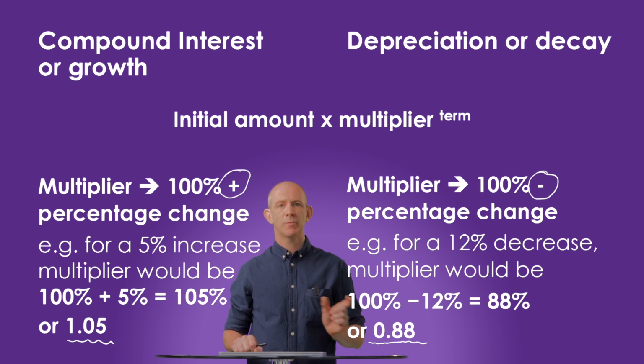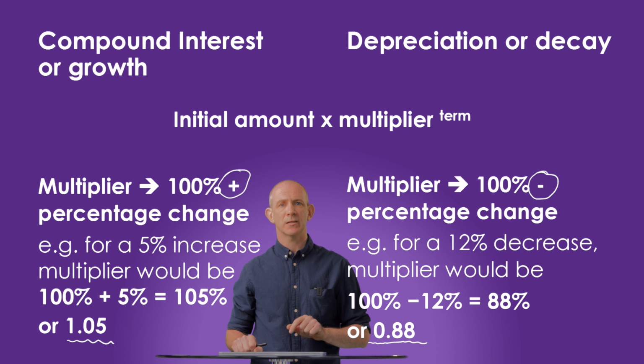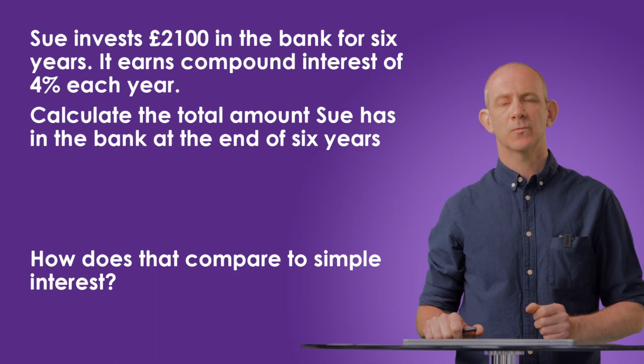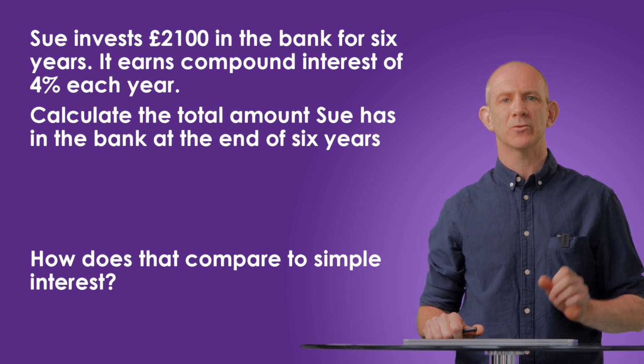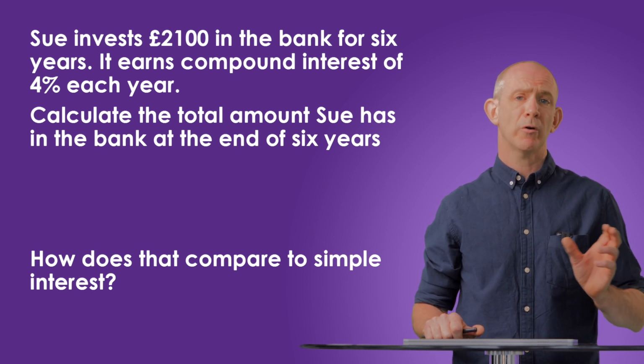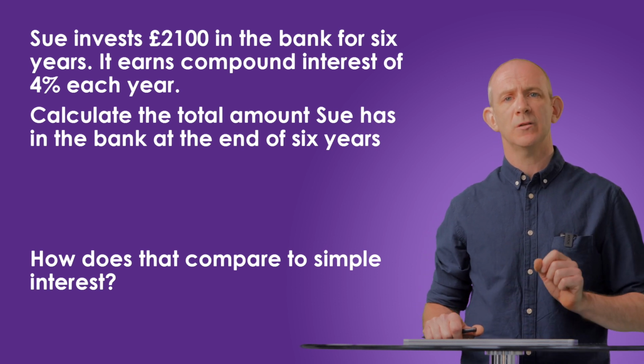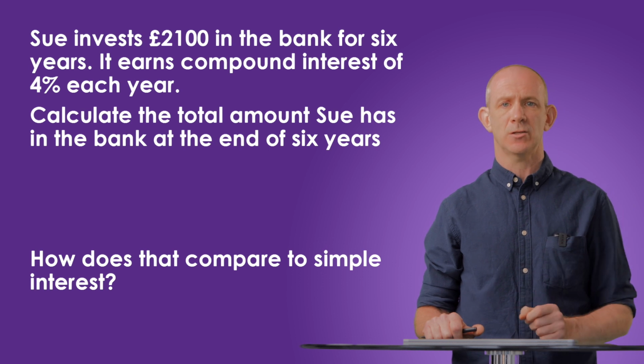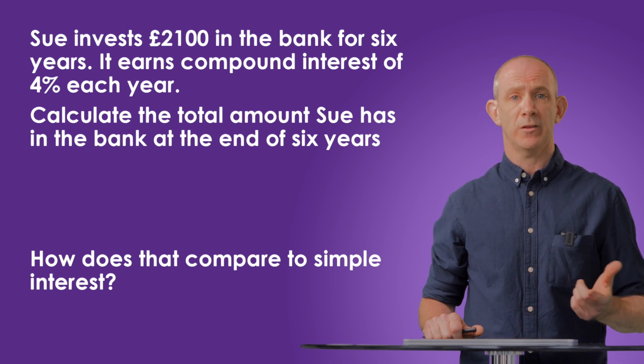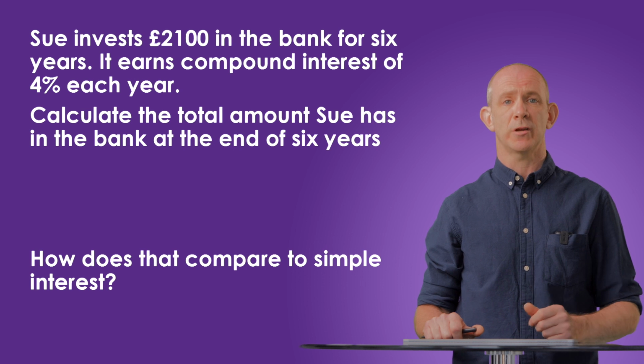In both cases, growth and decay, the effect of the multiplier changes over time, the total amount of which we referred to as the term. I'll show you how to use that and why we can use it as the power of the multiplier. In this question, Sue invests £2,100 in a bank for 6 years, where it earns 4% compound interest each year. We're asked to calculate the total amount Sue has in the bank at the end of the 6 years. We're then asked to compare this to a simple interest at the same rate.